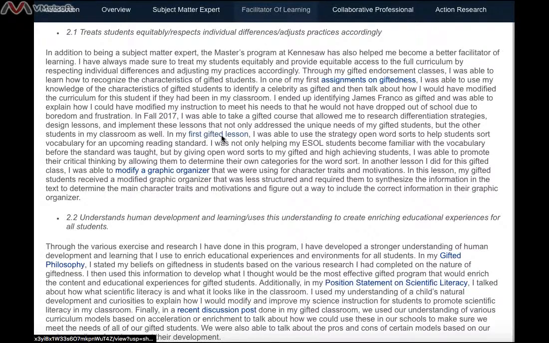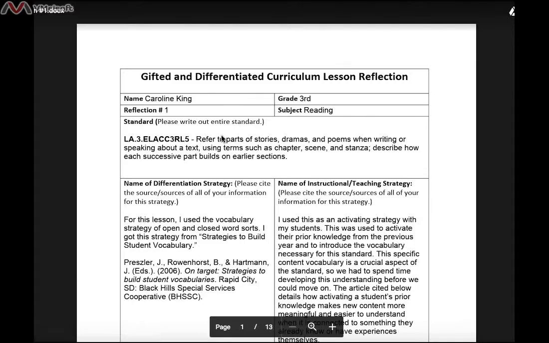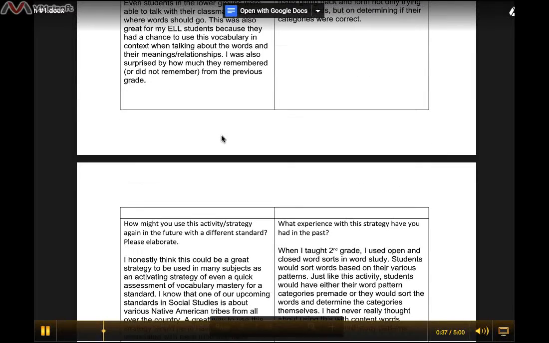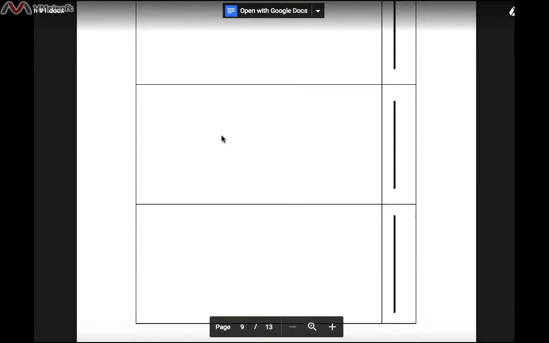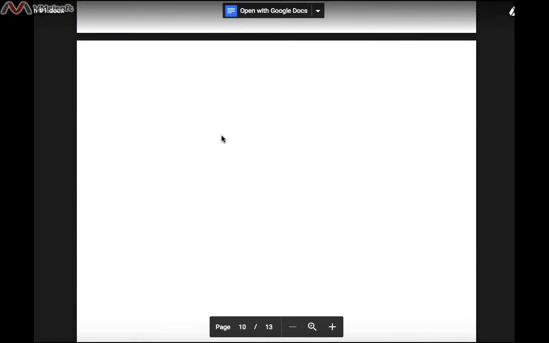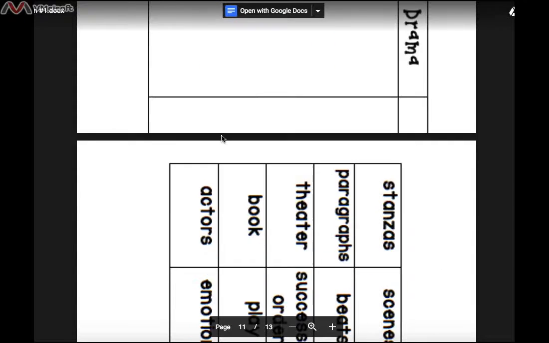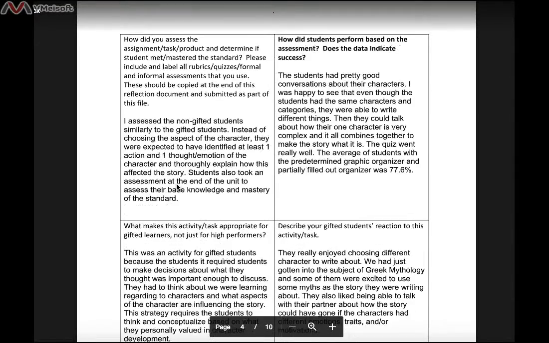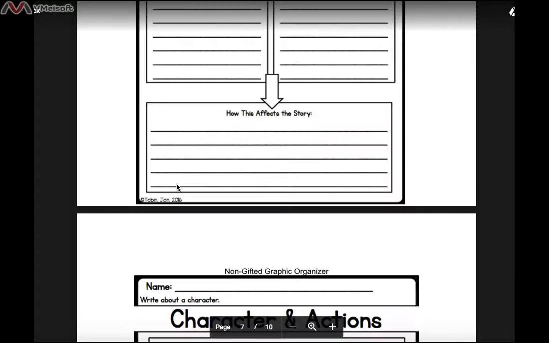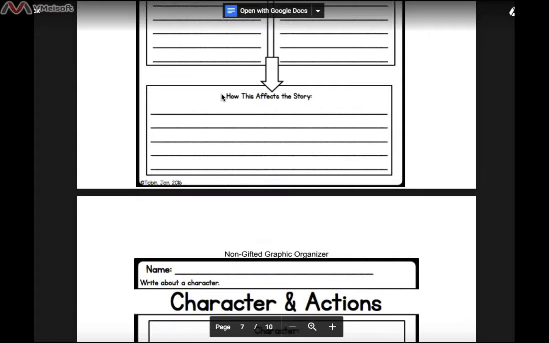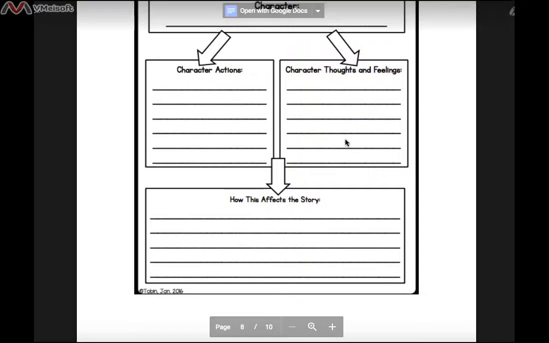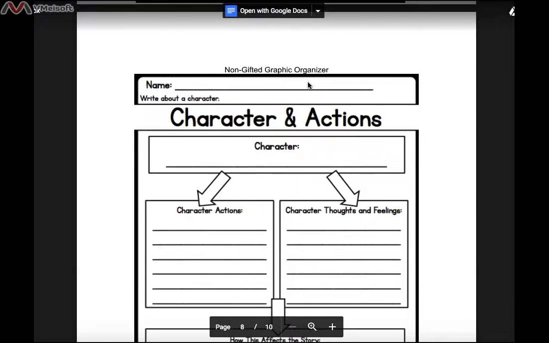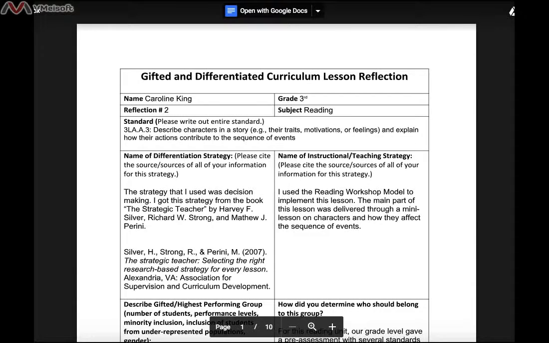My second lesson was open word sorts. A set of students got word sorts that were open and had no categories, and the others did have categories, and they were able to use their critical thinking to create their own categories. My last piece of evidence for this standard was a graphic organizer that I modified. Again, I took away the labels so that students would have more freedom in choosing what they put in their graphic organizer.